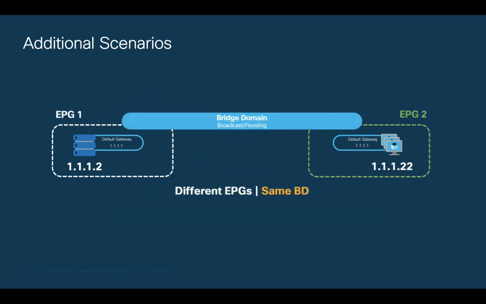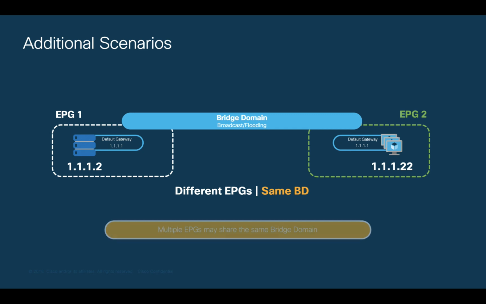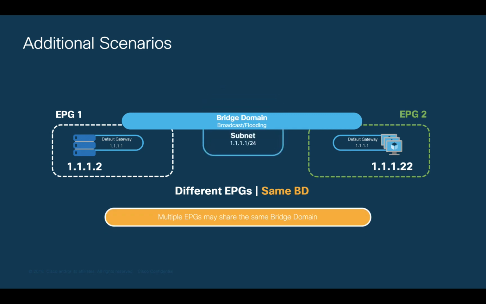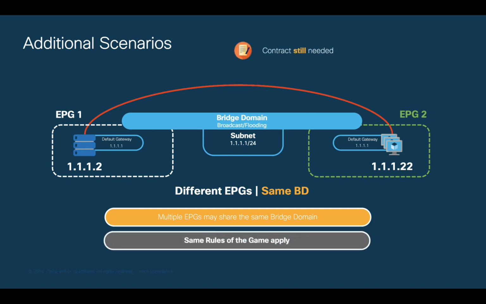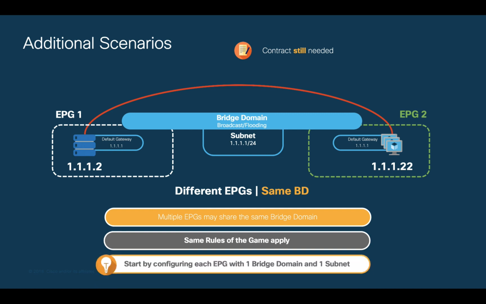Taking a look at a second additional scenario. If we had the same bridge domain with the same subnet used in endpoints assigned to different EPGs, the same rules of the game still apply. Therefore, there would not be communication between both VMs in this example until a contract is configured. Although you could use different configurations as shown, I recommend you start by associating one dedicated bridge domain with only one subnet to each EPG you create.